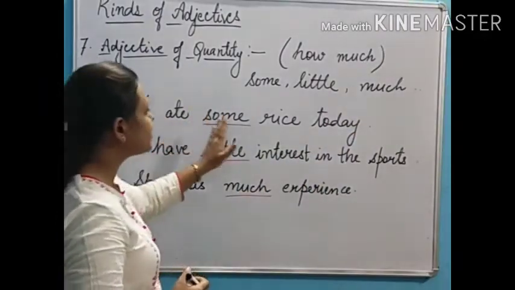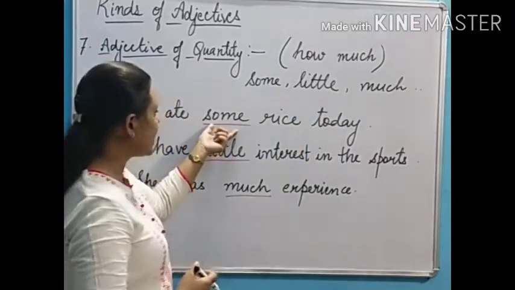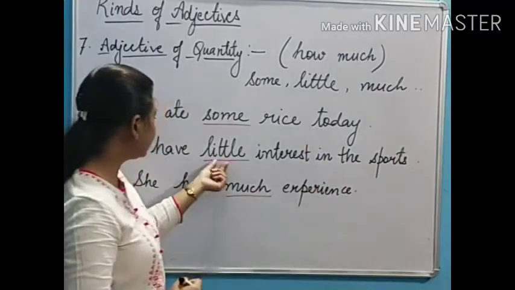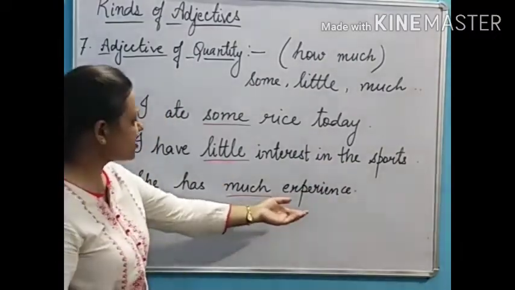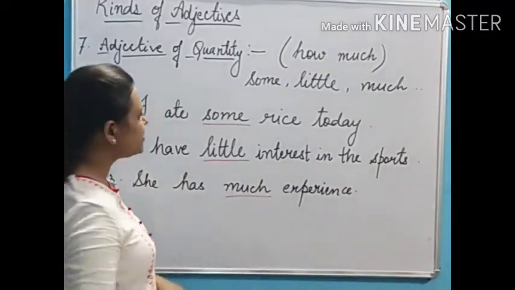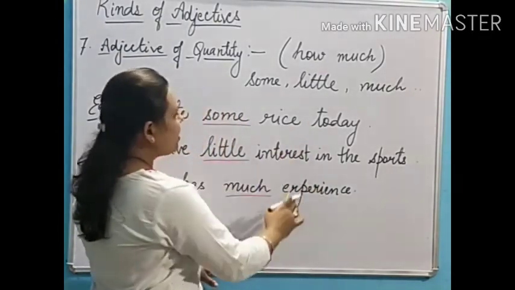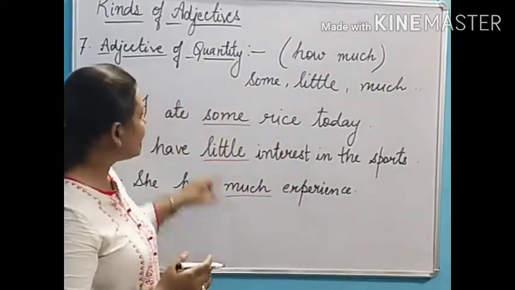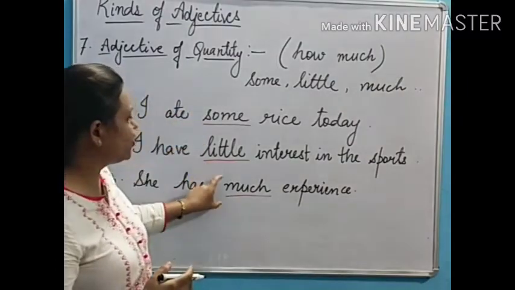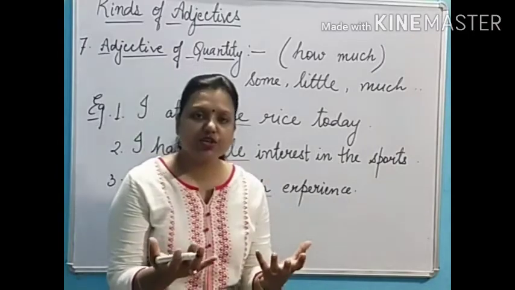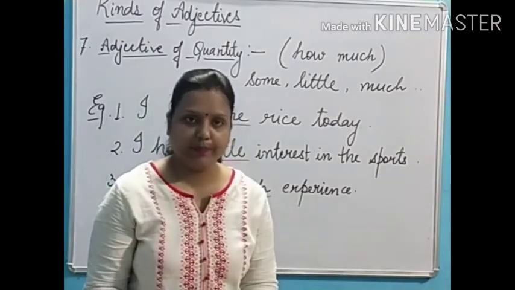I ate some rice today. Some. I have little interest in the sports. Little. She has much experience. Much. So we saw that rice, interest and experience here are acting as nouns, but the adjectives which we have used before them, they are telling us how much, but we cannot count them.